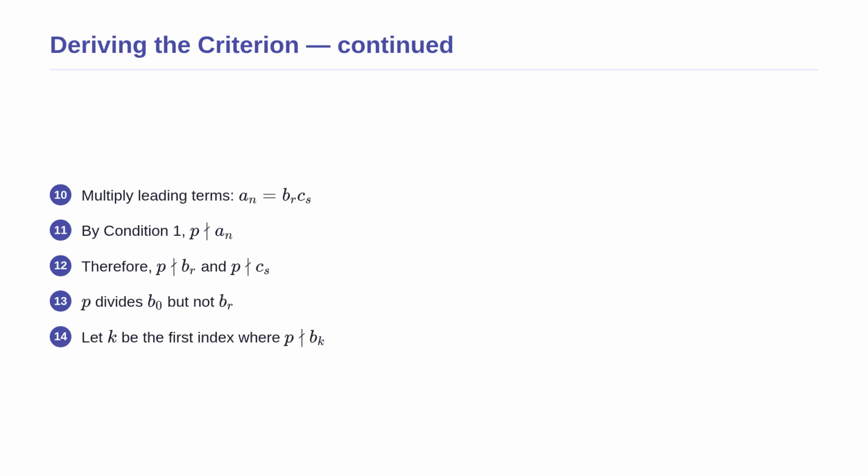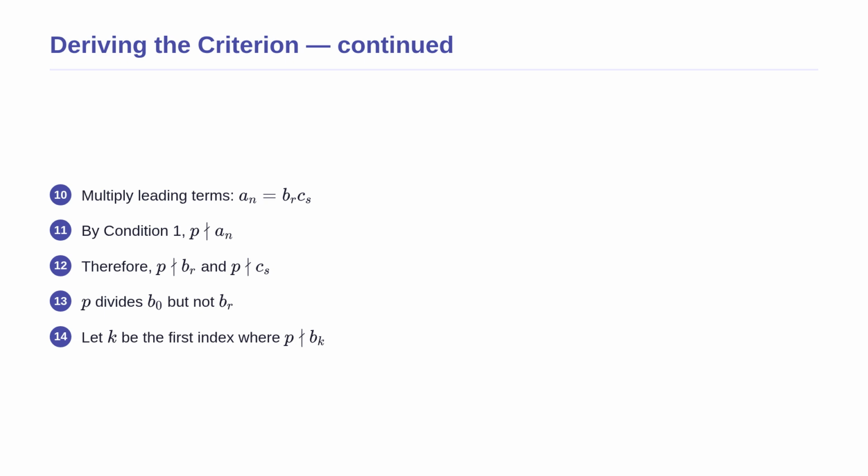Next, we examine the leading coefficient. The only way to get the leading coefficient a sub n is by multiplying the leading coefficients of the smaller polynomials, b sub r and c sub s. Remember our first Eisenstein rule? The prime p does not divide a sub n. Because p does not divide their product, it cannot divide b sub r and it cannot divide c sub s.